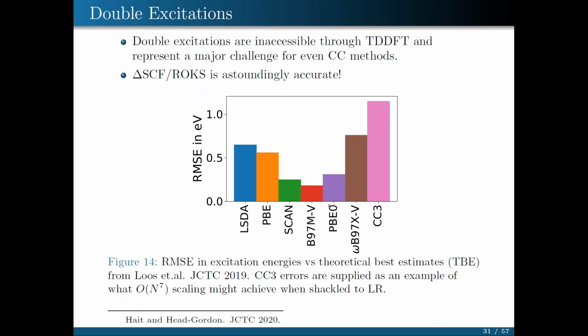So if you are trying to model some kind of a doubly excited state that is in principle well representable by a single Slater determinant, the way to go would be to use some of these delta methods instead of attempting to do high-level coupled cluster theory.